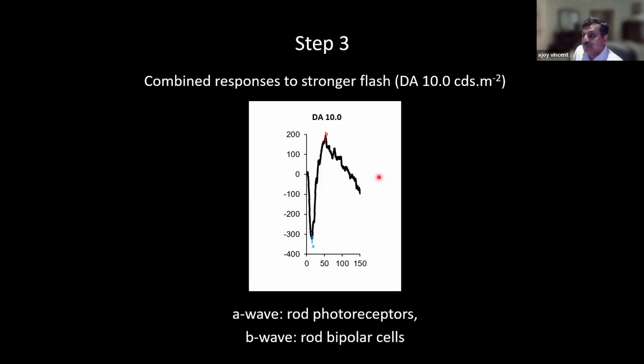Next, let's go to step 3. This is the dark adapted 10.0. So this is a brighter flash. Here again, you will see an A and B wave. The A wave is from the rod photoreceptors, and the B wave again is from the rod bipolar cells. And because it's a brighter flash, in this stimulus, you can have a small cone intrusion.